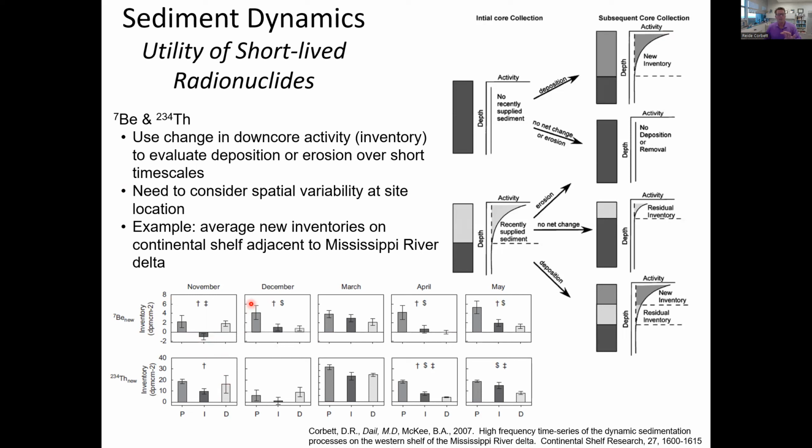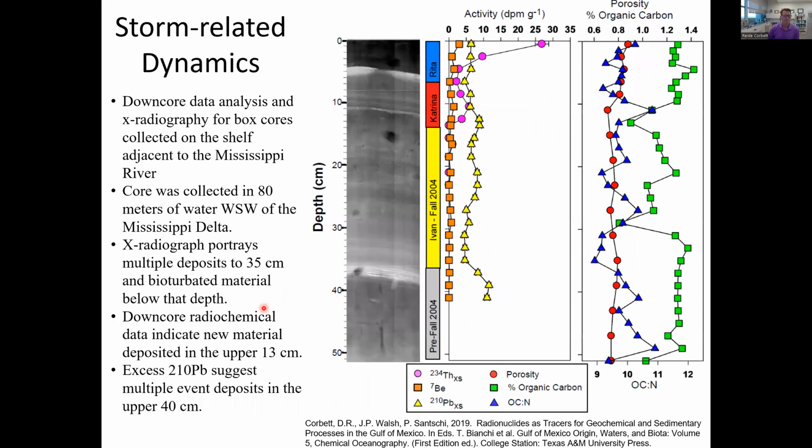And it's these short-lived radioisotopes on timescales of weeks to months that can really give you new insight into how sediments on a continental shelf or other environments are changing with time. Another example, and this might be my last example, is storm-related. Had we not had measurements of these short-lived beryllium-7 and thorium, as well as long-lived lead-210, we might not have been able to tell the full story of what was going on in the continental shelf post hurricanes in this location.